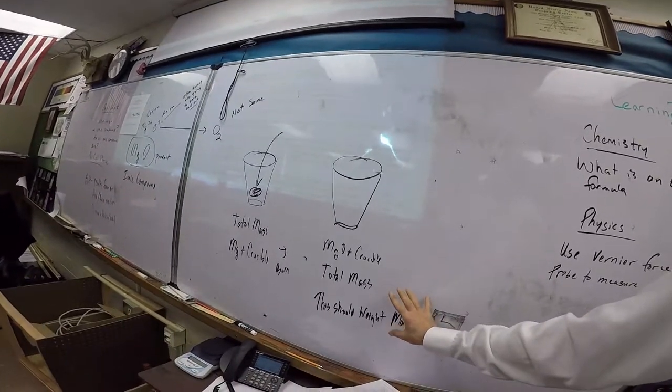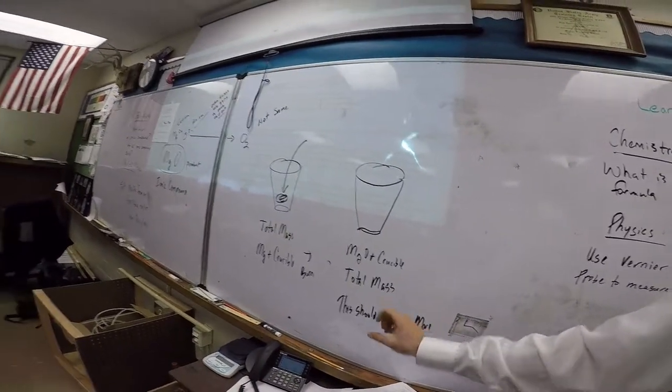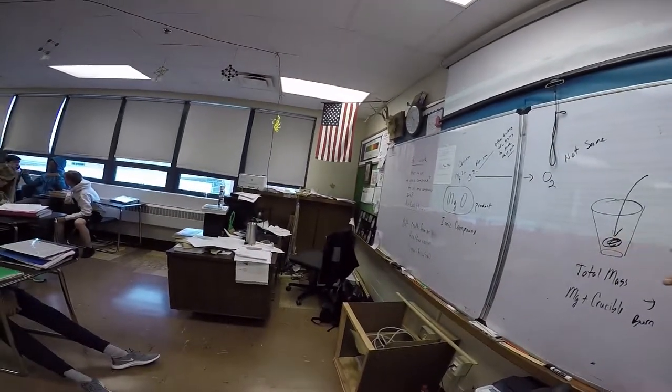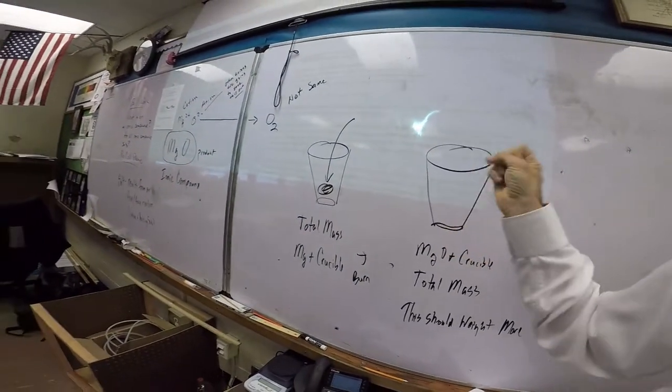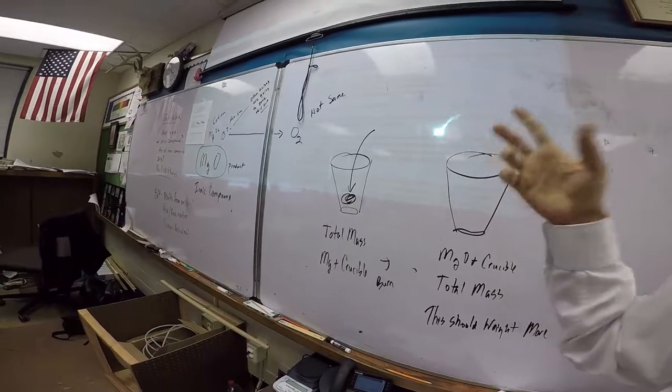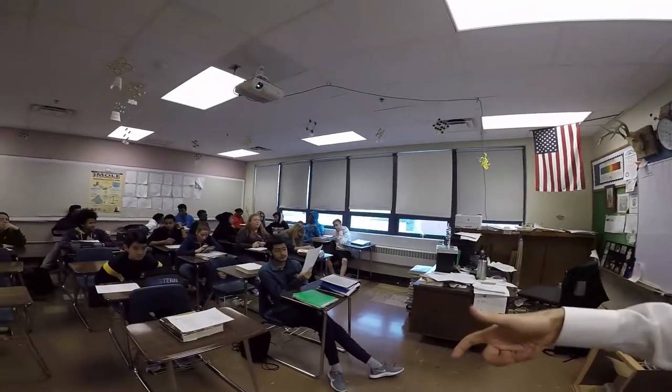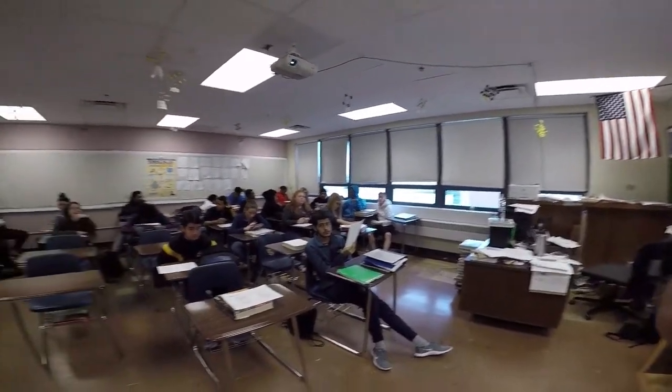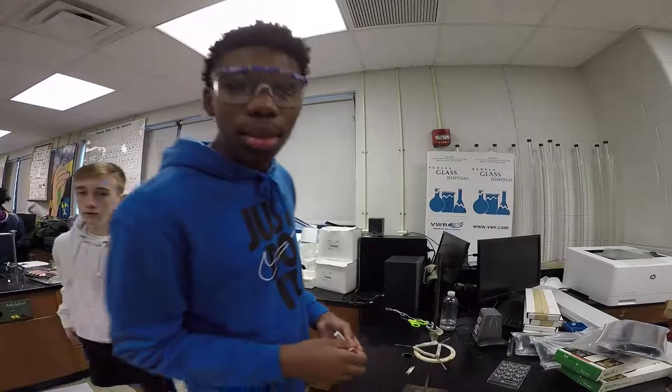It is not easy to show that the mass is more. Because if the tongs touch the magnesium, it'll capture some of the ash and affect your mass. So when we get over there, I'll show you how to properly hold the crucible. Any questions? We lit.